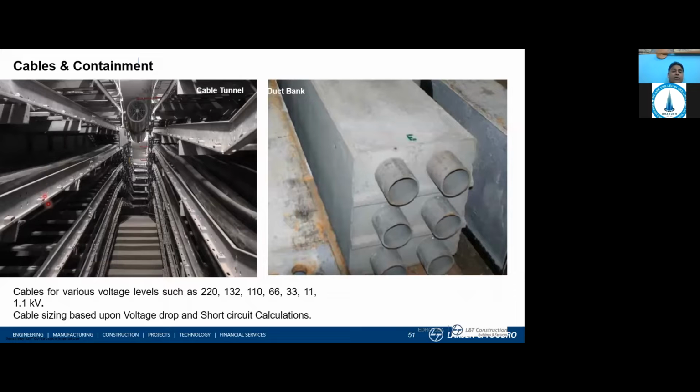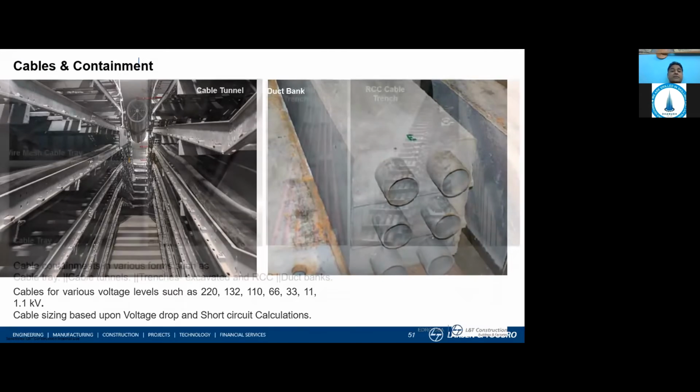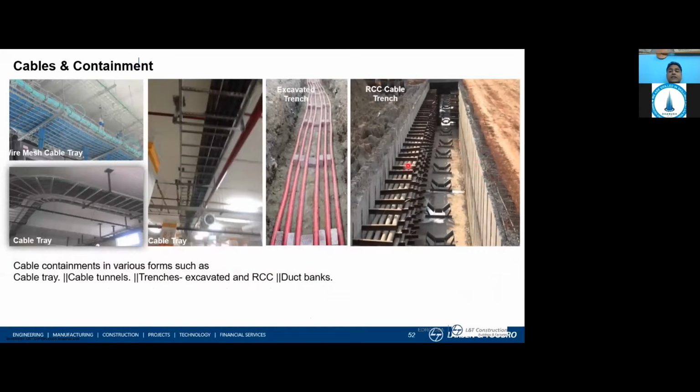And see the cable tunnel, how extensively it is coordinated. So all these things we need to sit across in a workshop and understand each and everybody's requirement. And this is the cable duct bank, and I need to have extensive coordination with the structural people. These are all for the cable, how we are getting it.